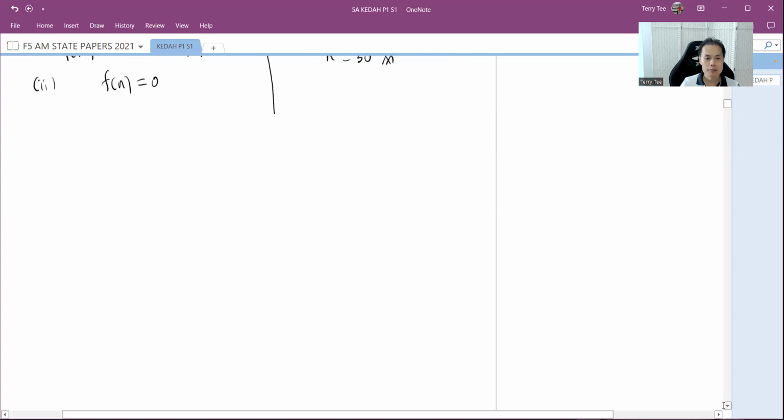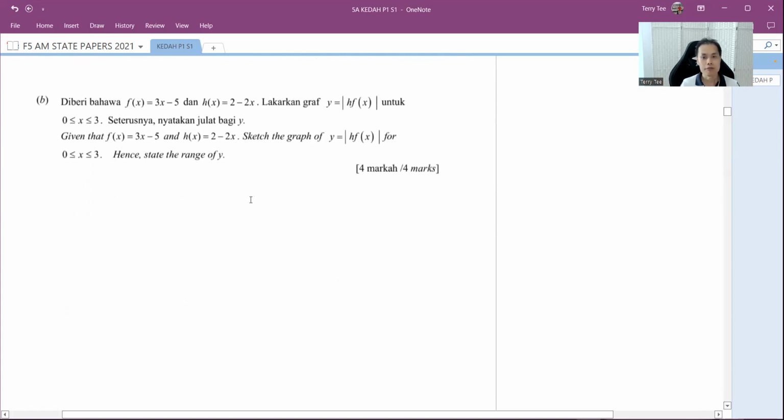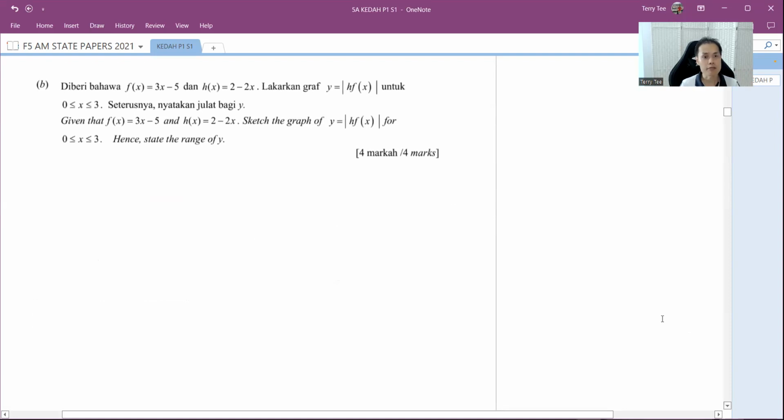Okay, number 1B. This is involving modulus function. We're drawing a graph of a modulus function. So you're given fx and hx, right? So these are two functions. You're sketching the graph of |hf(x)|. Now, hf(x) is a composite function. So composite function hf(x) means we put fx inside hx.